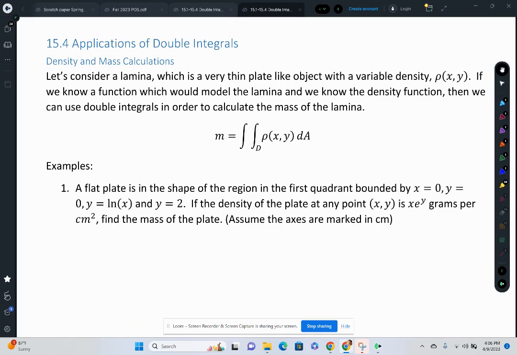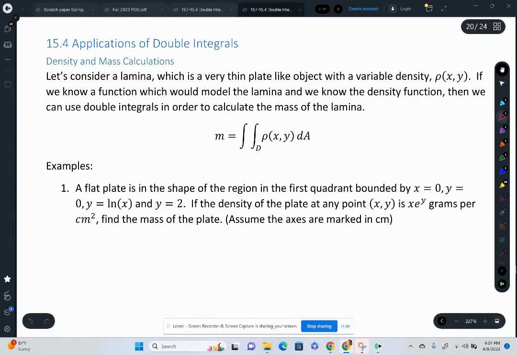It turns out that if we have what we call a lamina, which is just a very thin plate-like object, and it has density that varies depending on where you are on the plate, and if we know a function that would model the lamina and also know the density function, then we can use double integrals to calculate the mass of the lamina.